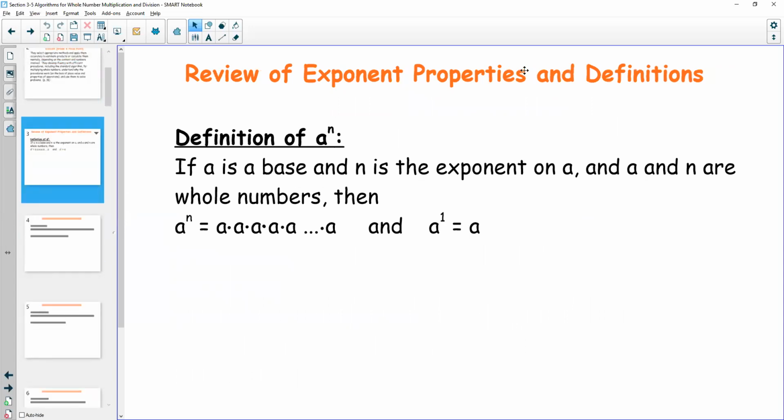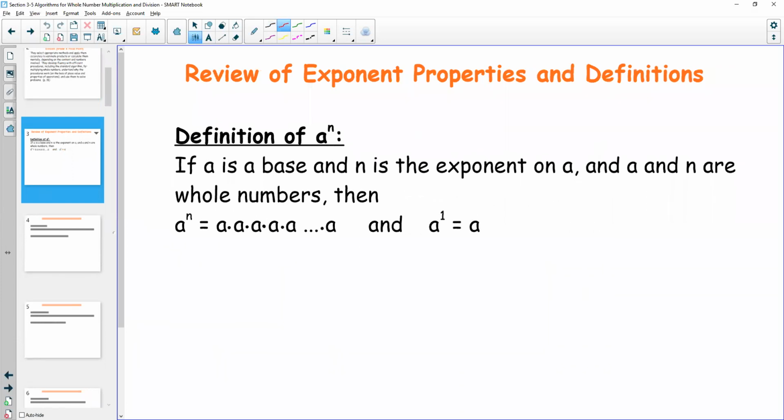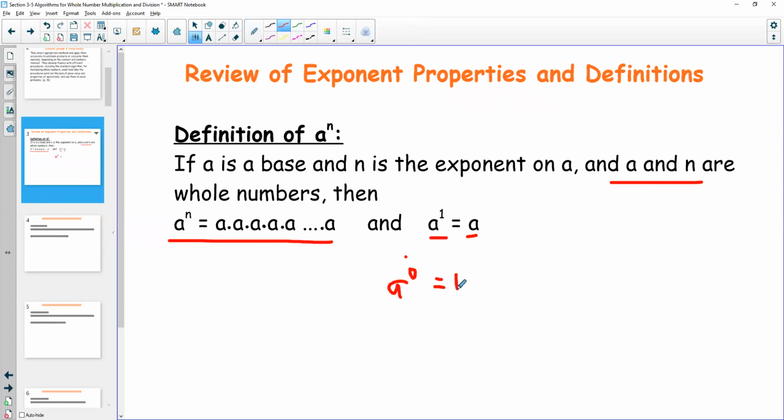So remember that a to the n is defined as a is the base, n is the exponent, right? So a and n are whole numbers. A to the n is that many a's, and a to the first is always that thing. Anything, remember, to the 0 power is always 1.